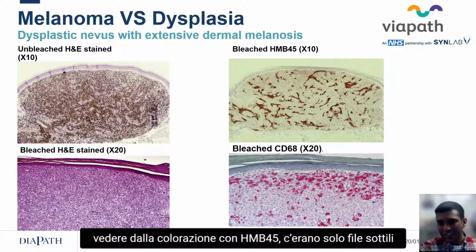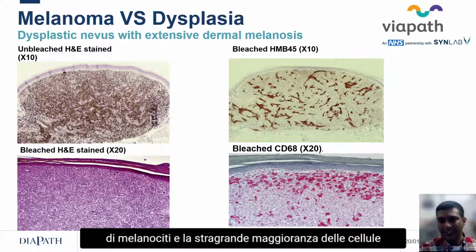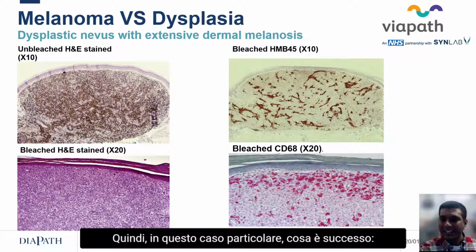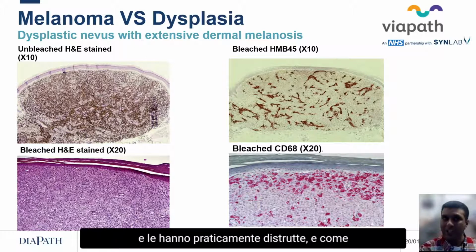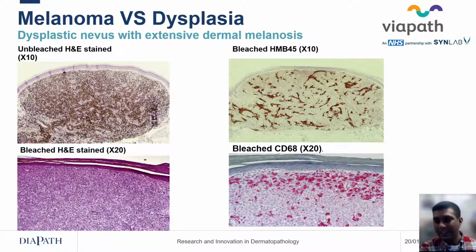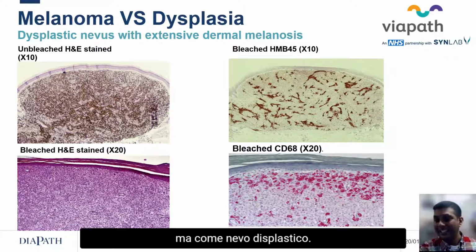And when we ran some immuno markers, as you can see from the HMB45, there was only thin strands of melanocyte in the cells, and the vast majority of them were actually CD68 positive macrophages or melanophages. So in this particular case, what has happened is the macrophages have attacked these abnormal cells and pretty much destroyed them. And as a result, it's actually not classified as melanoma, but in fact classified as dysplastic nevus.